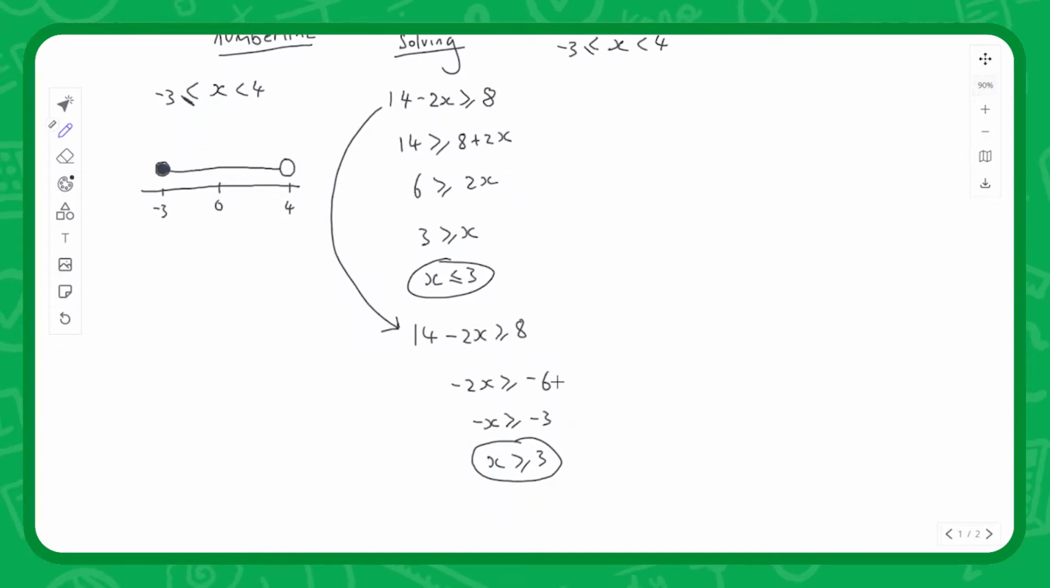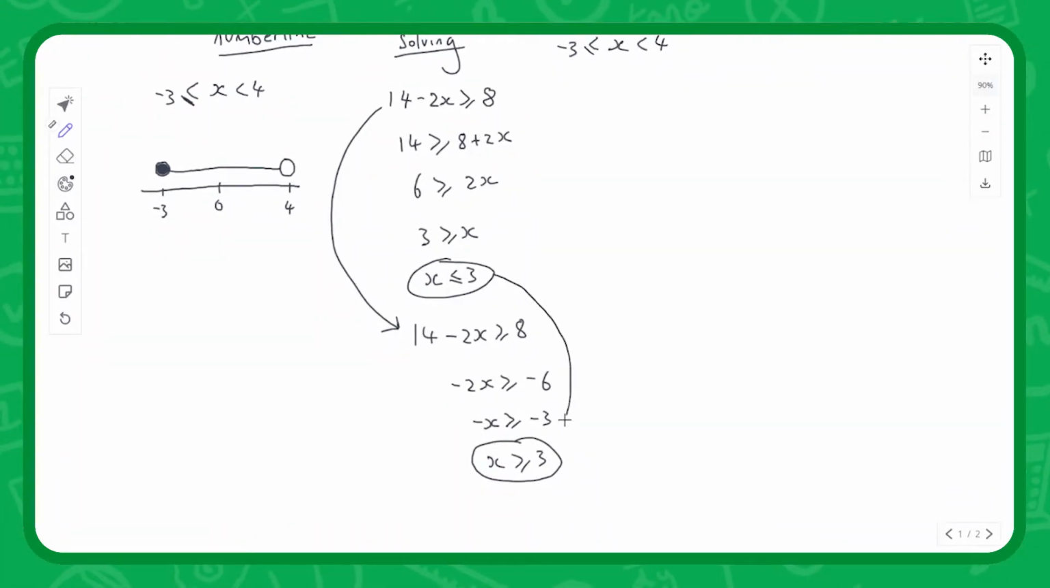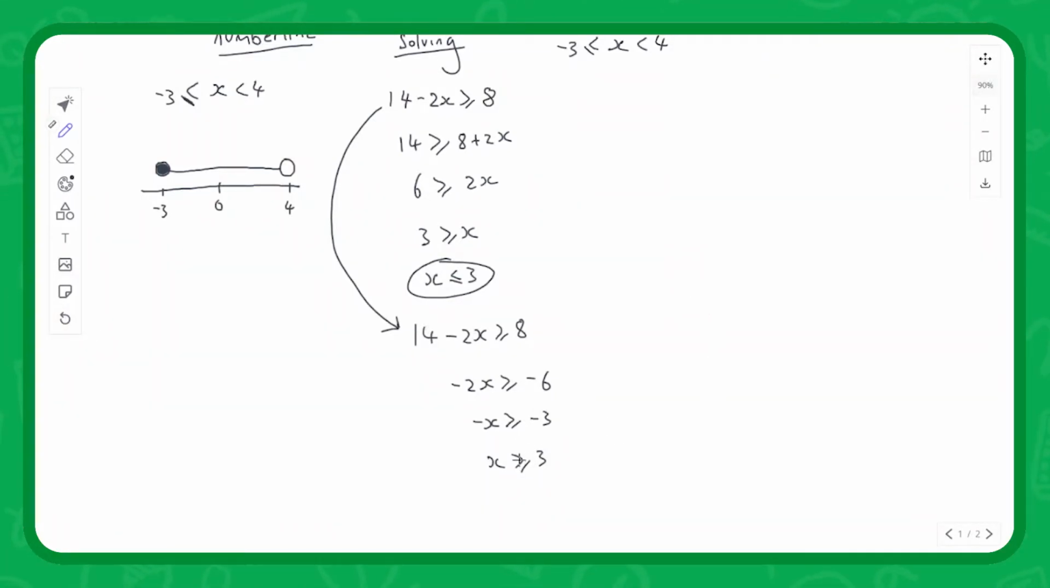Well, we can see instantly that these two solutions are not the same, right? We can't have x is less than or equal to 3 and x is greater than or equal to 3. And so we know we've slipped up somewhere. And the mistake that we've made, the trap that we've fallen into, is when we times by -1, we have to remember to flip this sign around. And so whenever we times by a negative number, we always flip the sign around, and that allows the inequality to stay true.